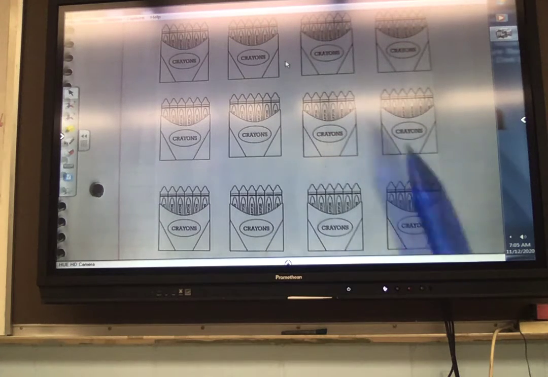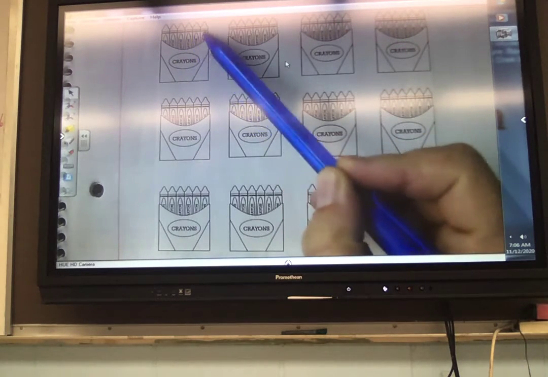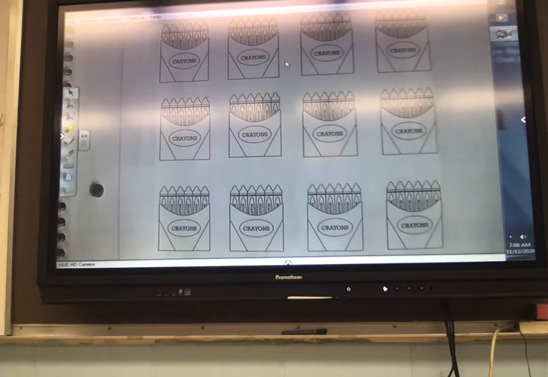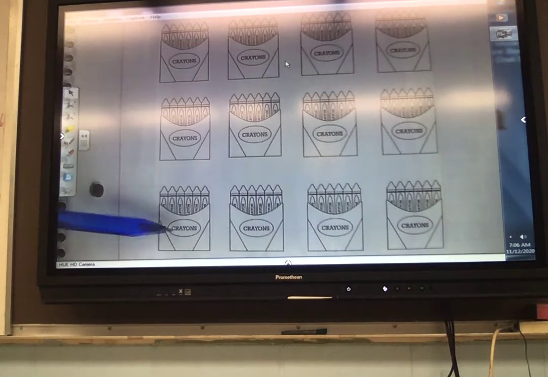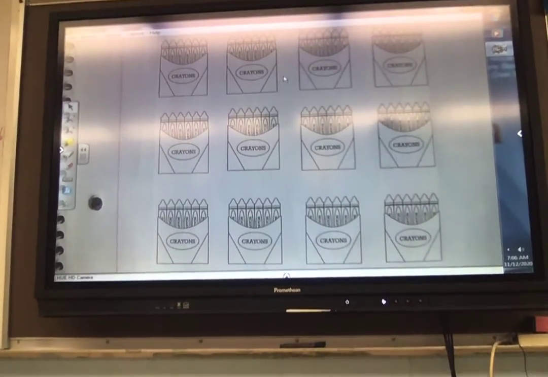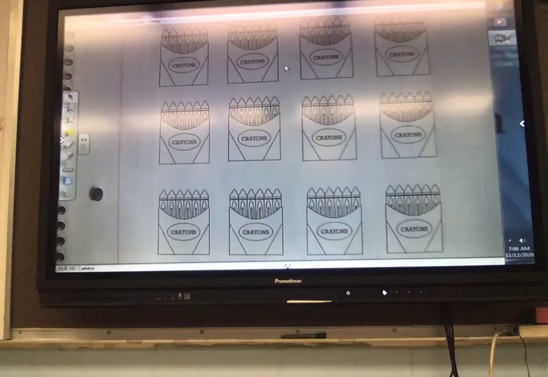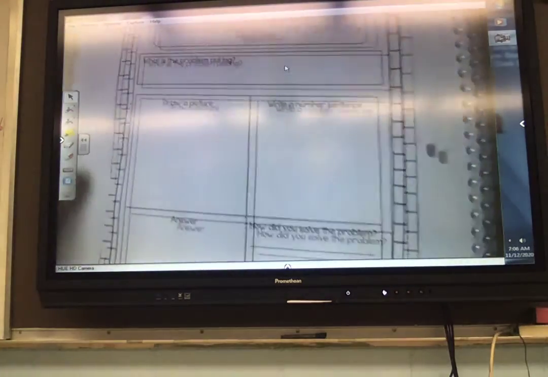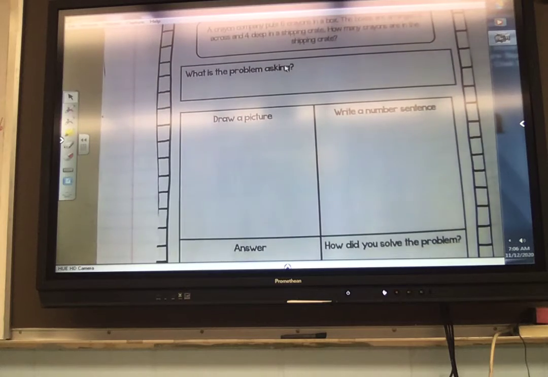Now it told us that there were 1, 2, 3, 4, 5, 6 crayons in every box, and so the picture already did our crayons in our boxes for us. So this is our array, 3 rows, 4 columns, and 6 crayons in every box. So we have 3 factors that we are working with. So let's go over here to our problem page. Okay, after we've built our array, that should help us.